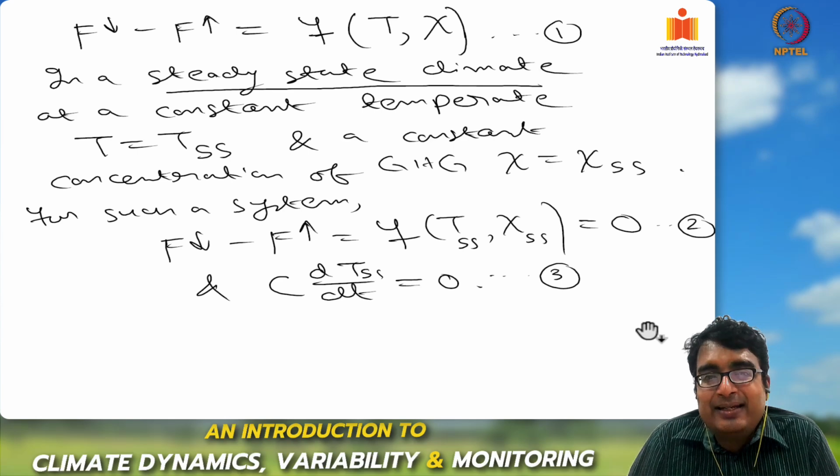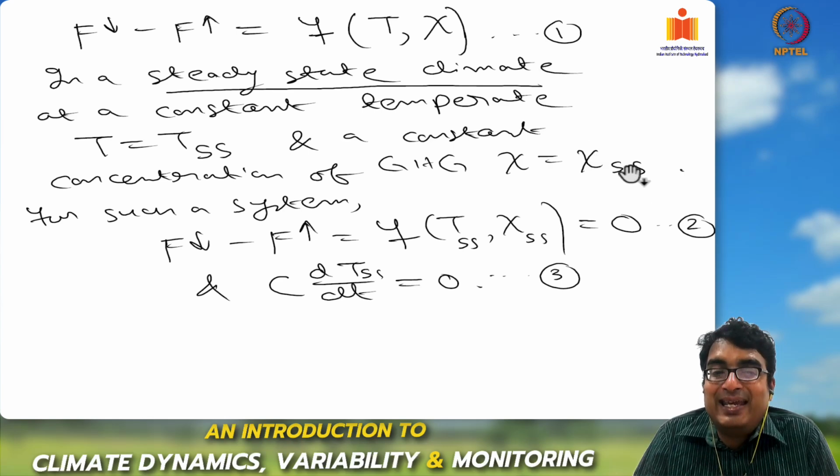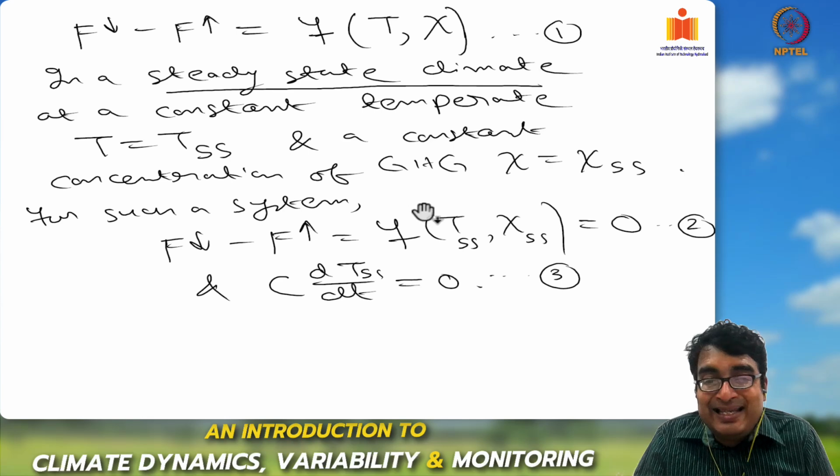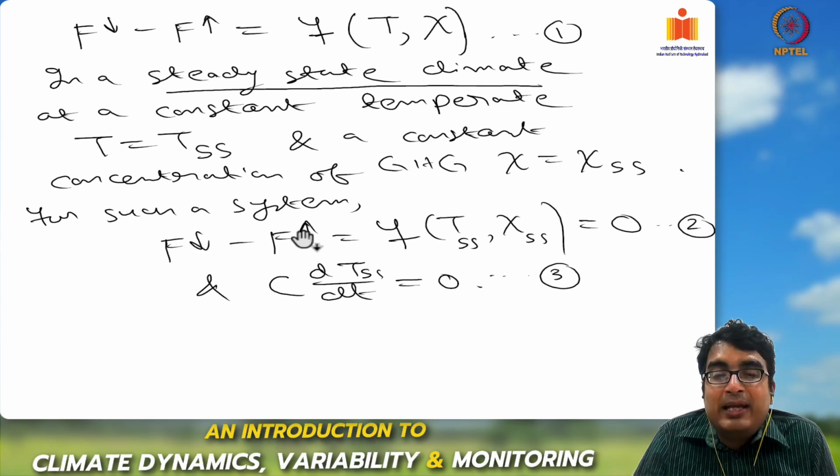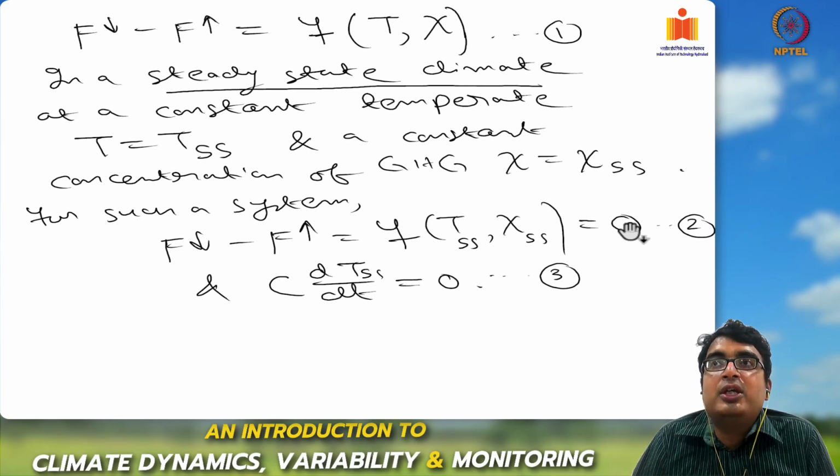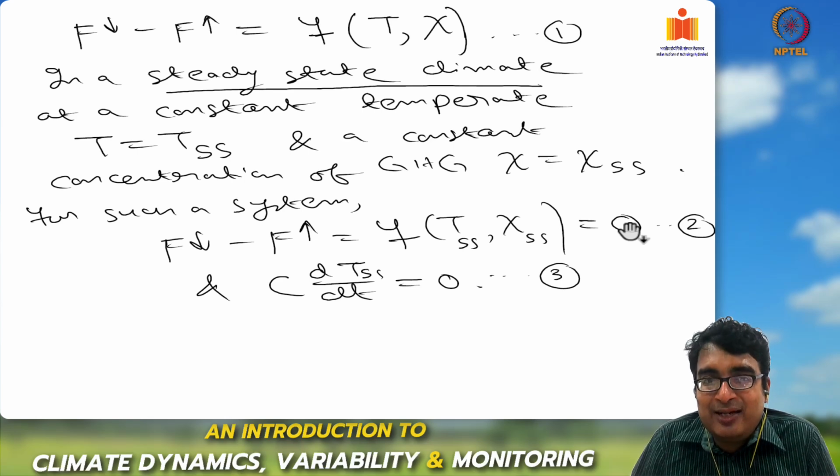In a steady state climate at a constant temperature, let us call the steady state temperature T_SS, and a constant greenhouse gas concentration of X equal to X_SS, then for such a system, because it is a steady state, F downwards minus F upwards will be equal to 0. There will be no net incoming or outgoing energy being accumulated or lost from the system, because the system is at steady state with a constant temperature equal to the steady state temperature.